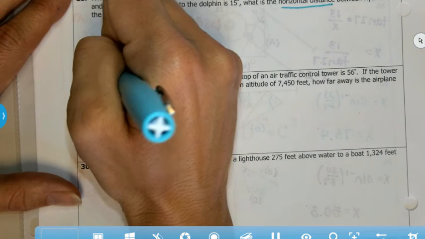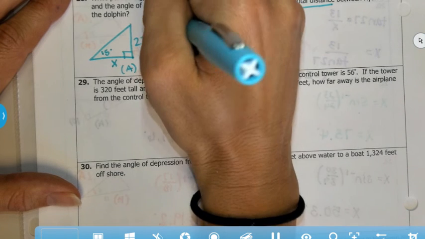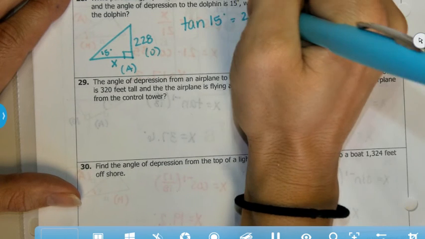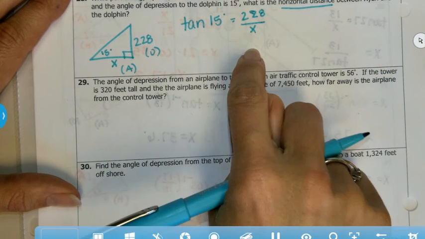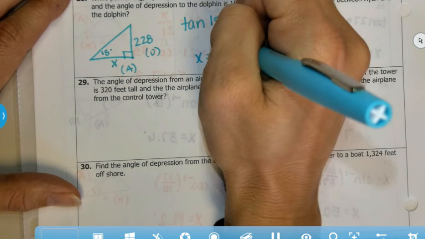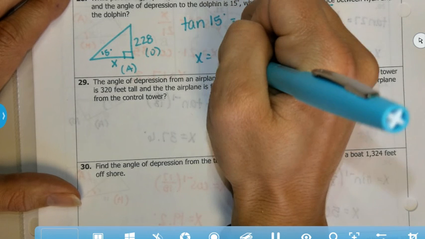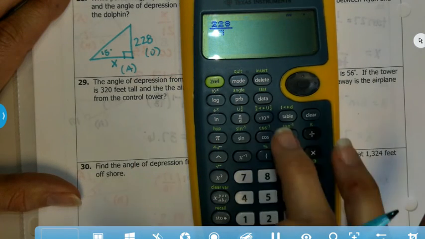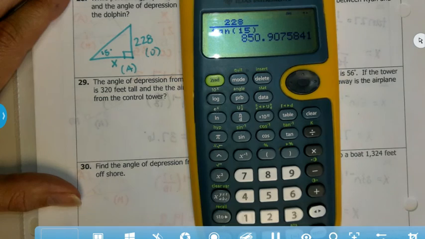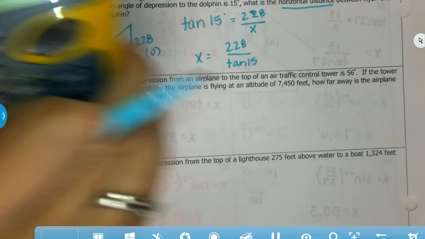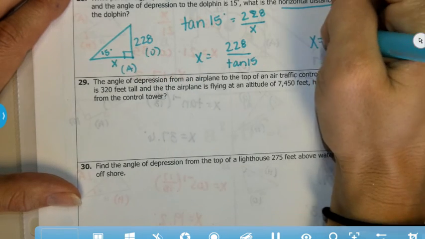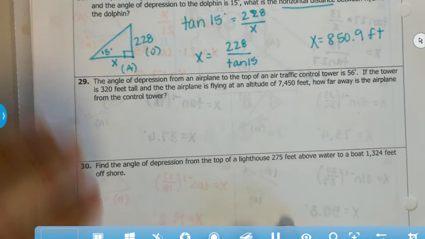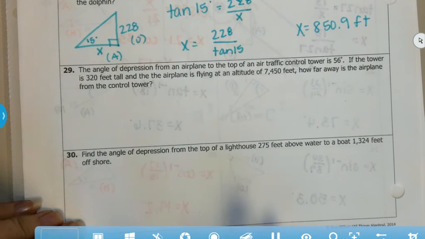So 228 is the opposite side, x is the adjacent side, so we're using tangent. So tan of 15 equals opposite over adjacent, 228 over x. When x is on the bottom, we divide. So x is equal to 228 over tan 15. 228 over tan 15. 850.9 feet. All right.